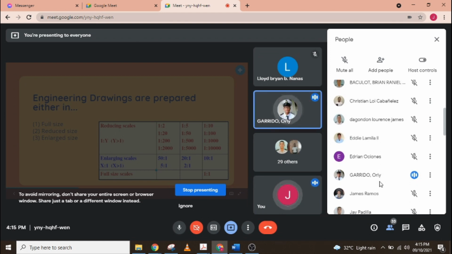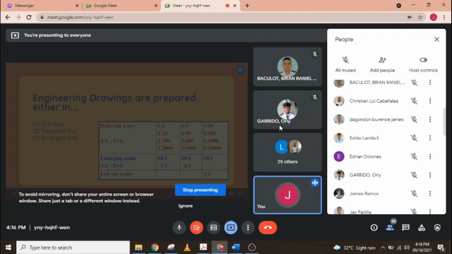The number, sir. In reducing, it becomes smaller, and in enlarging, it becomes bigger. Can you specify, in the reducing scale, what is smaller? The start, sir, the first number. For example, 1 to 20 in the reducing scale. In the enlarging scale, 5 to 1, sir, more than 0. Okay.